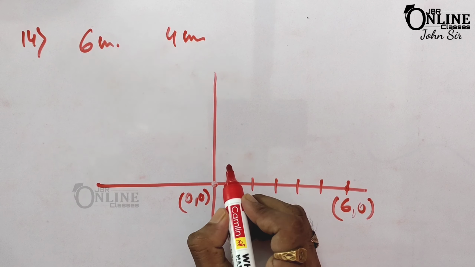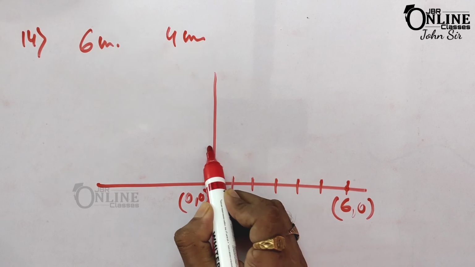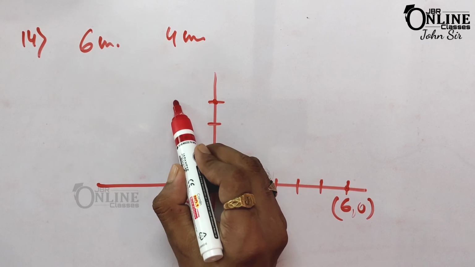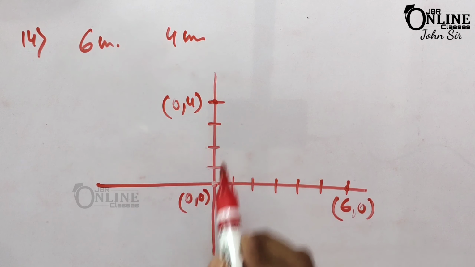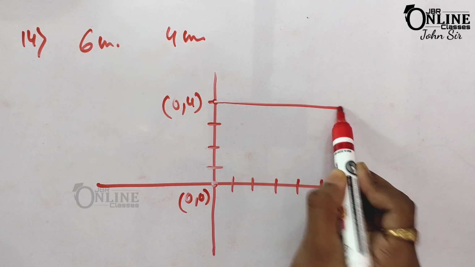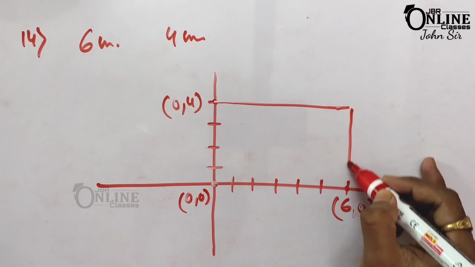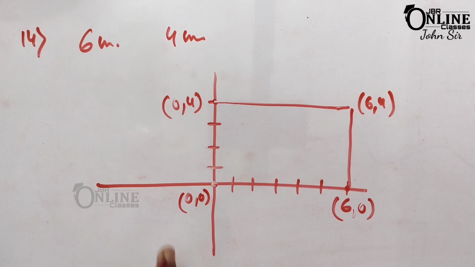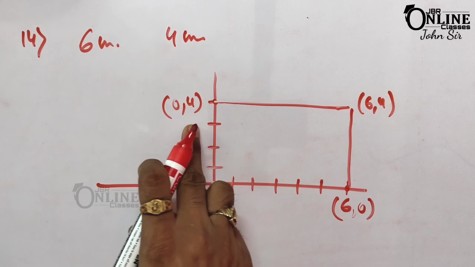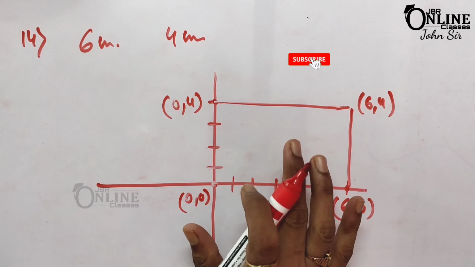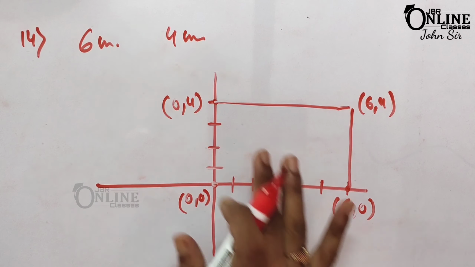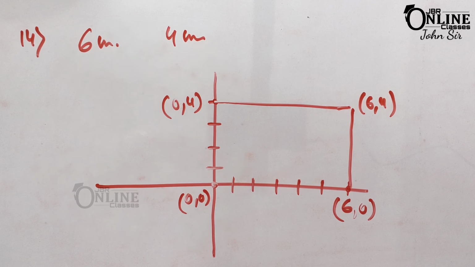Now here as 4 units is the width, so 1 2 3 4. So that is the third vertex and it will be here 0 comma 4. Now the next one will be here, so it will be 6 comma 4. So now 0 0, 6 0, 6 4 and 0 4 are the 4 vertices of that rectangle. So this is your answer. You have to just find out the coordinates of the points.